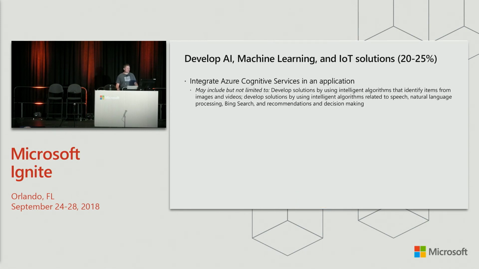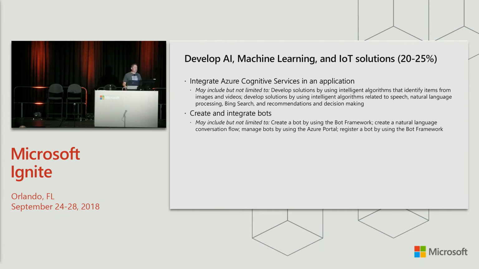So, integrating Azure Cognitive Services in an application. Again, this is about 20 to 25% of the exam, so maybe a quarter of the exam. We're going to look at cognitive services, speech, natural language processing, integrating Bing search into our applications, and creating and integrating bots. I love building bots, a lot of fun. Different bot types and how to build them with the Bot Framework, as well as integrating natural language processing with our bots.